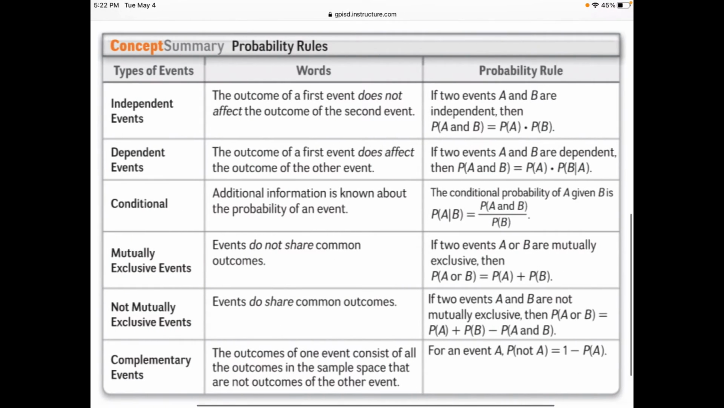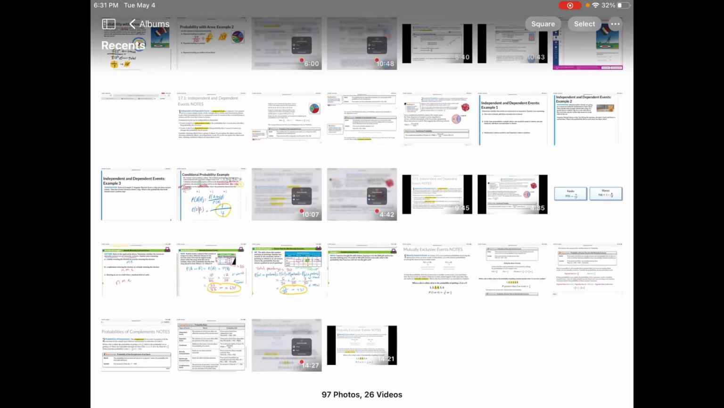And here's a picture of all of the formulas that we've covered so far in all the videos so far on probability. So here we have the formulas for independent events, dependent events, conditional, mutually exclusive, not mutually exclusive events, etc., and the complementary events, or finding the complement. So this would be a very good picture to have while you're working through problems. Okay, so let's do our one example here.